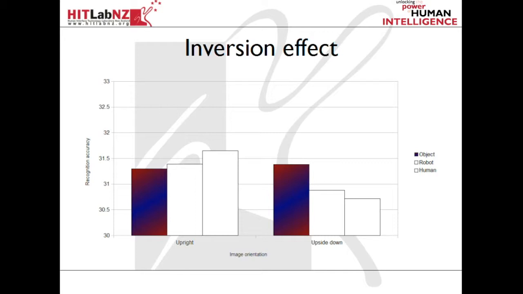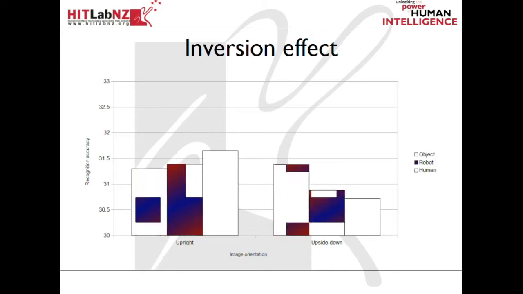Okay, so the objects didn't elicit the inversion effect as could have been expected. However, the probably most interesting part is for the robots, and the robots indeed did elicit the inversion effect, and therefore there was an interaction effect when considering the orientation and the image type, which was the robots. So they elicited the inversion effect, and therefore they were processed configurally.